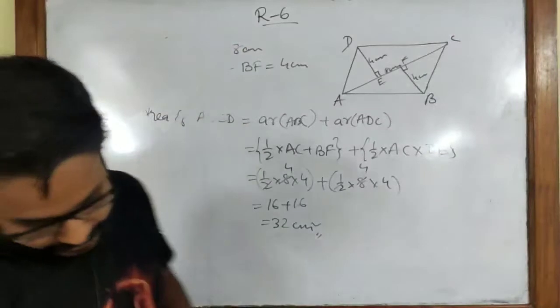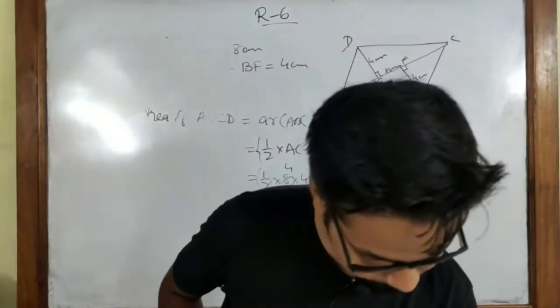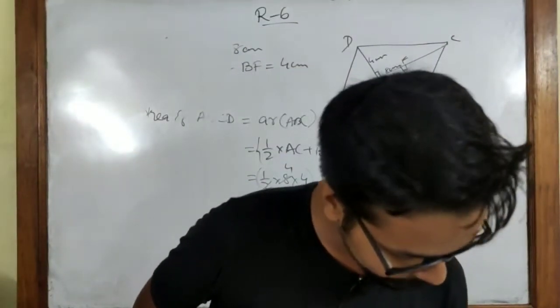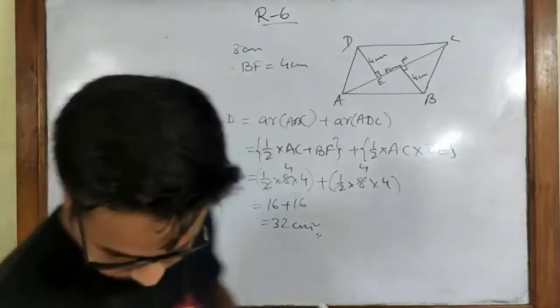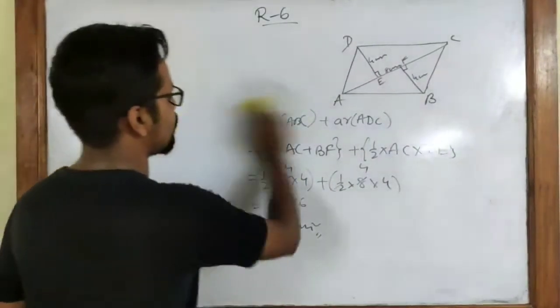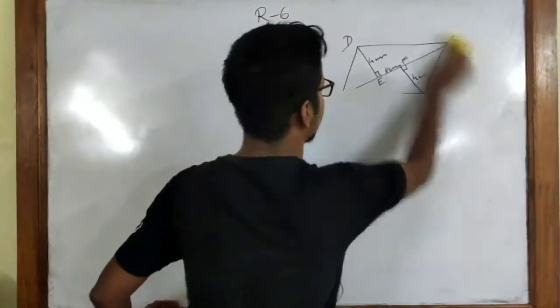Our next question is question number 21. So we move to question number 21 next. Next doubt is from 21. Another easy sum, not that tough. So let's start.